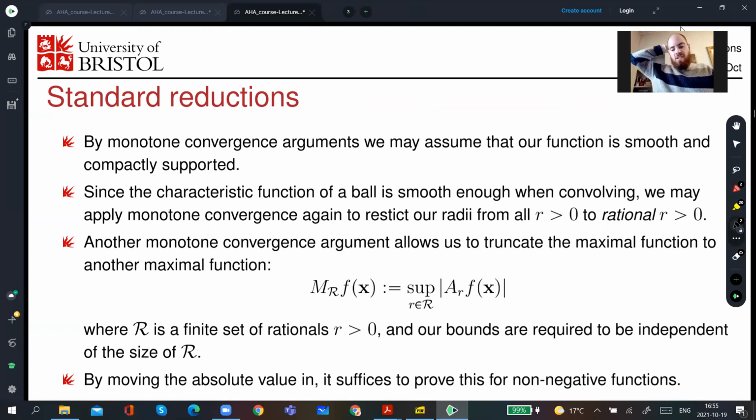And monotone convergence says that you can follow a sequence of smooth, compactly supported functions that approximate your function in L^p, and you just take some increasing sequence. And so if you show that the maximal function on all smooth compactly supported functions satisfies the right bound, then by monotone convergence, it satisfies the right bound for that limit function that we're approximating.